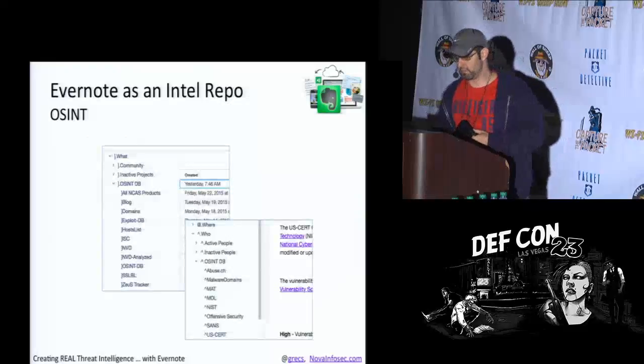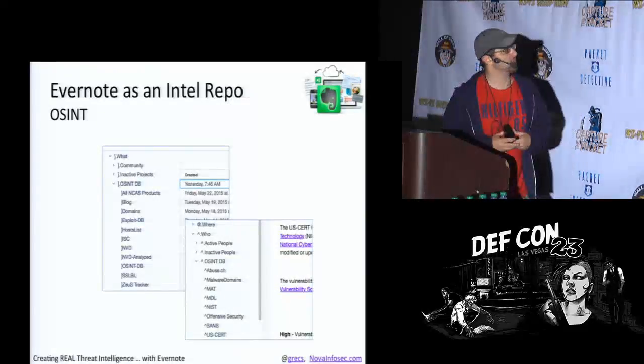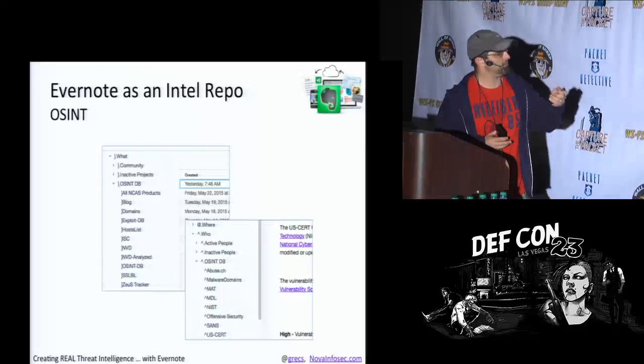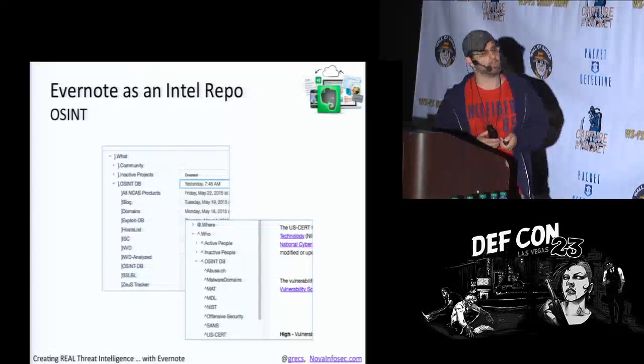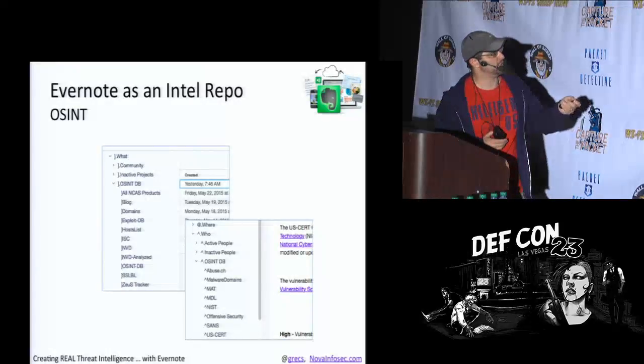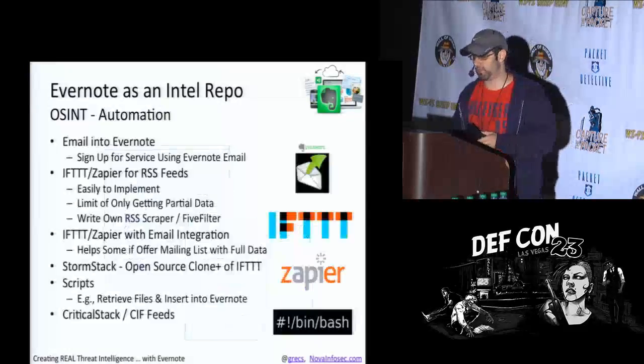So this is just a quick look at what it looks like in the Evernote client on the Mac, and this is focusing on just the OSINT stuff. So you can basically go through and multi-select these tags to essentially find the data that you're looking for.